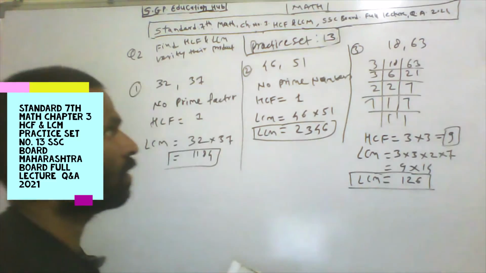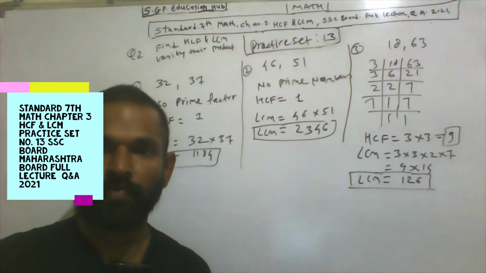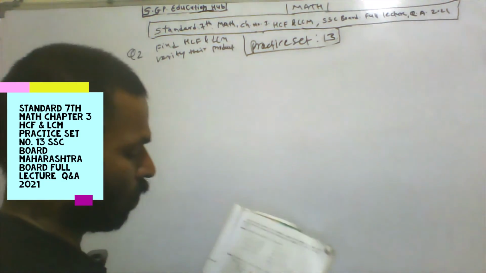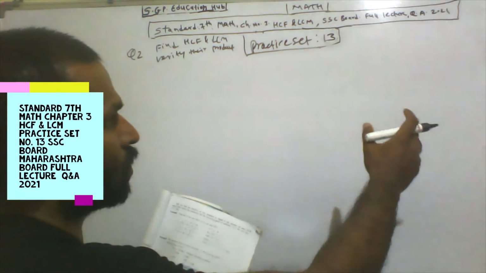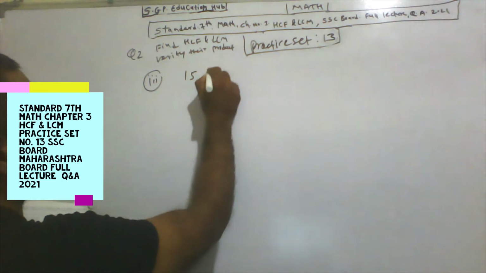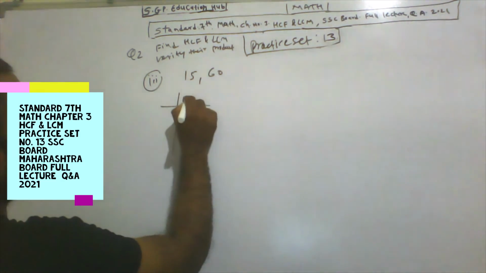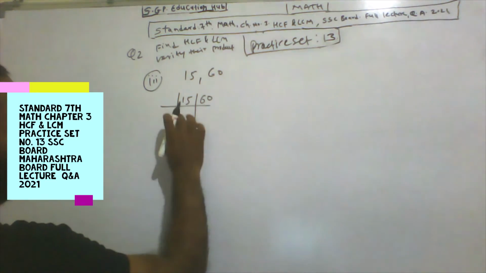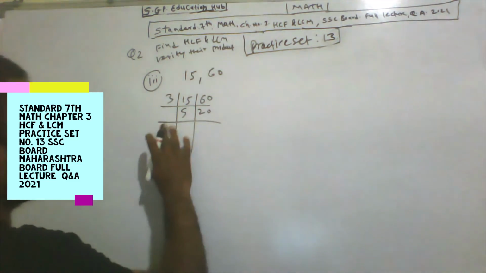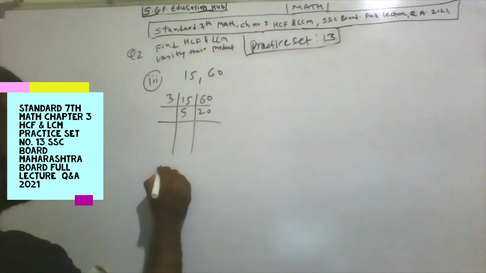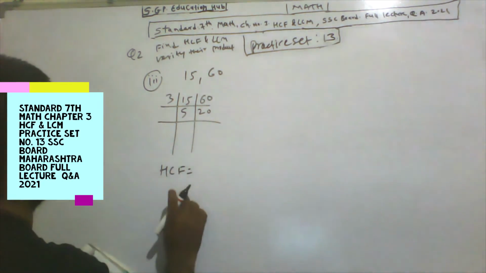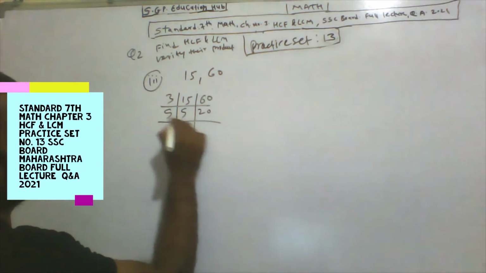Now question number 4. We have solved the question number 4, which is 18 and 63. Question number 3 remains here: 15 and 60. Let's solve it. 3 5s are 15, 3 20s are 60. Now 5 is also a common factor: 5 1s are 5, 5 4s are 20.